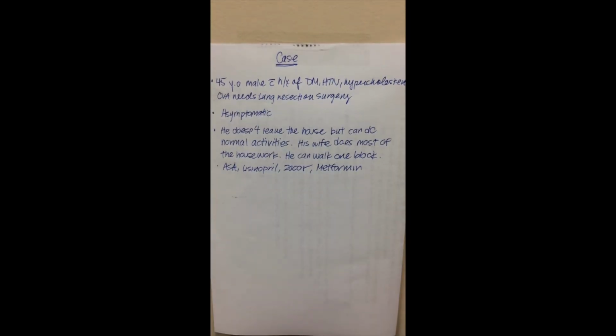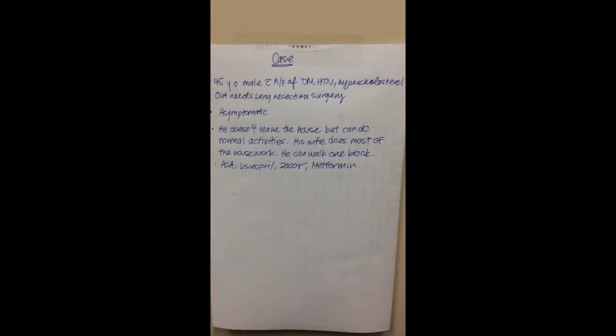And so to go over a case, we have a 45-year-old male with history of diabetes mellitus, hypertension, hypercholesterolemia, as well as history of a cerebrovascular accident who needs lung resection surgery. He's generally asymptomatic, doesn't leave the house, but can do most normal activities. His wife does most of the housework. He at most can walk 1 block. He is currently on aspirin, lisinopril, Zocor, and metformin.